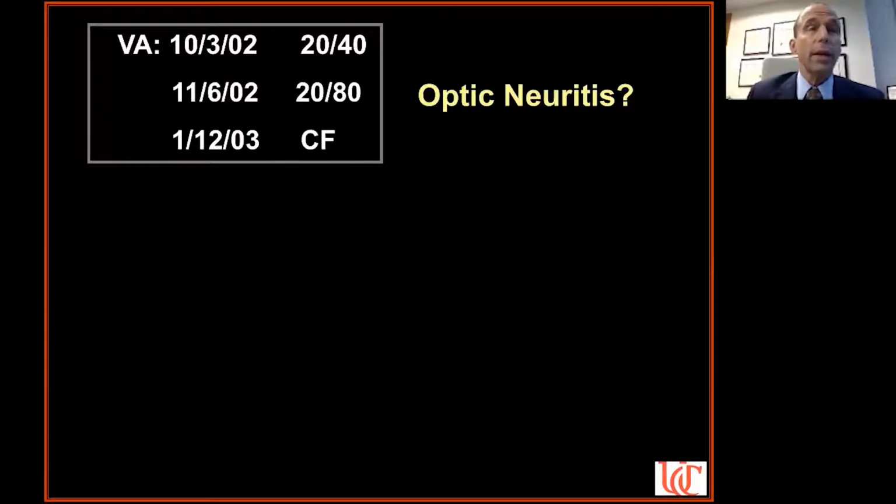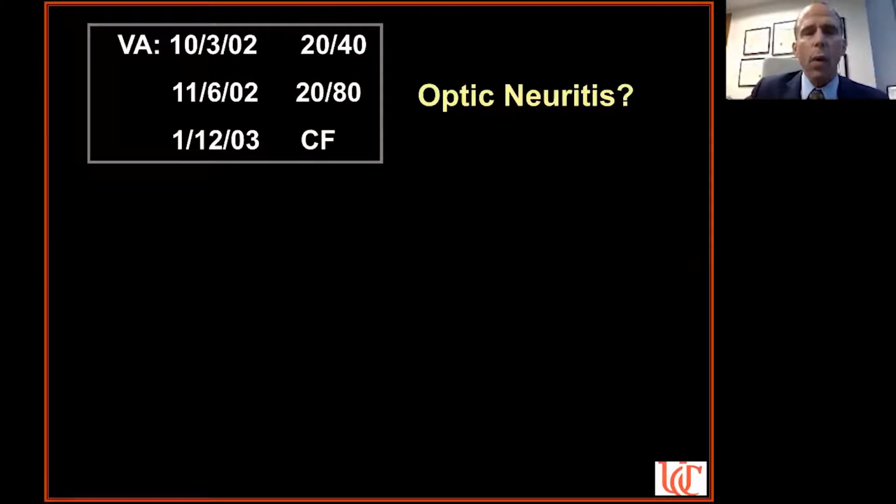So the first question is, is this the history of optic neuritis? And the answer is clearly not. Optic neuritis typically will occur fairly acutely, and hopefully within 1 or 2 weeks, the vision will be at its worst. And over the next few months, the vision will do the opposite of what we've seen here, and that is the vision will gradually improve. So clearly, this is not the story of optic neuritis.